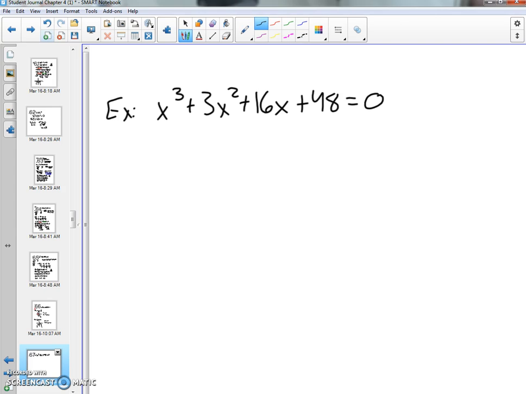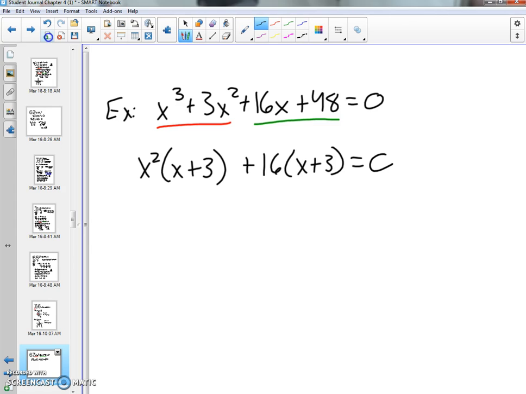So here's my equation, and I want to see what my solutions are here. So there are 4 terms, so I'm going to try factoring by grouping. So when I look at these first 2 here, I can take out an x squared, and I'd be left with x plus 3. When I look at my next 2, I can take a 16 out. And I'd be left with x plus 3 again. So I finally would have x plus 3, x squared plus 16.